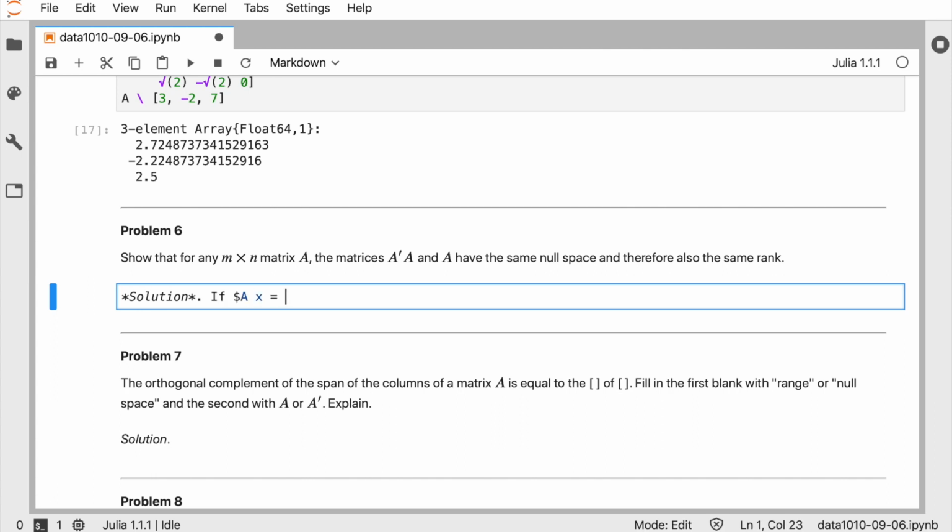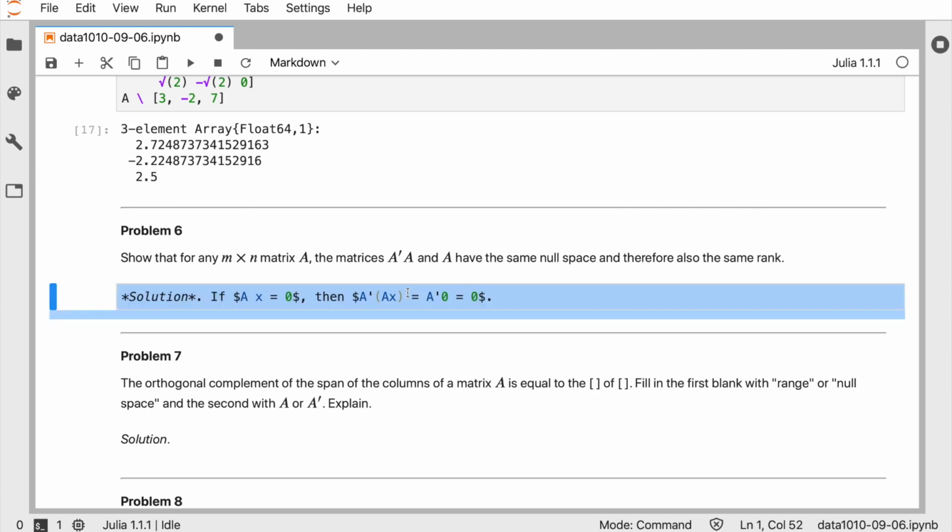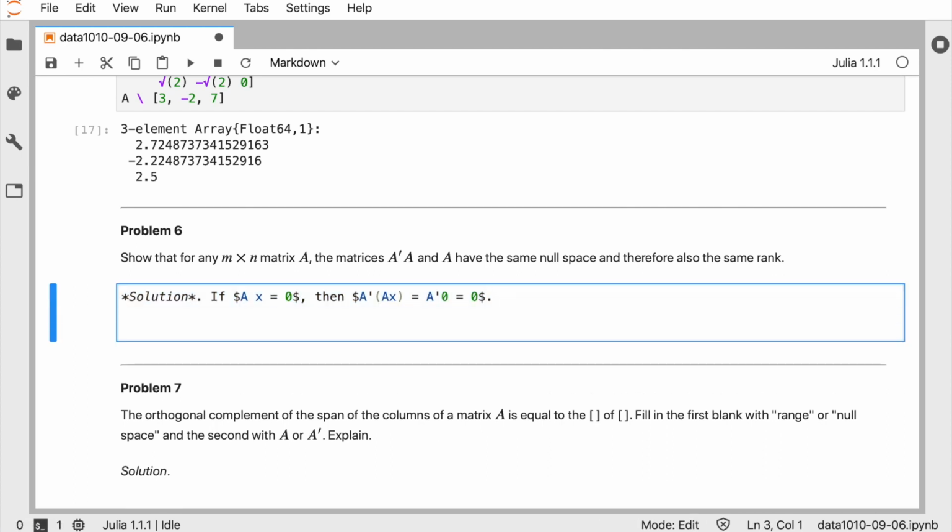If A times X is equal to 0, then we can multiply both sides of that equation by A transpose, and we get that A transpose times AX is equal to A transpose times 0, which is 0. So that direction is the one that requires less ingenuity. We just make a substitution of AX being equal to 0, and that's pretty much it. The other direction is a bit trickier.